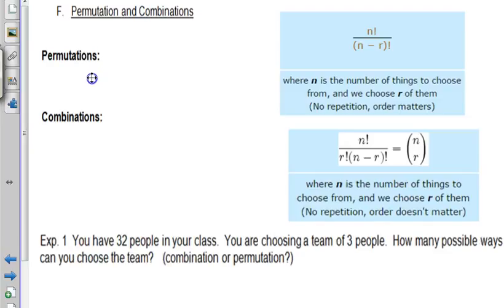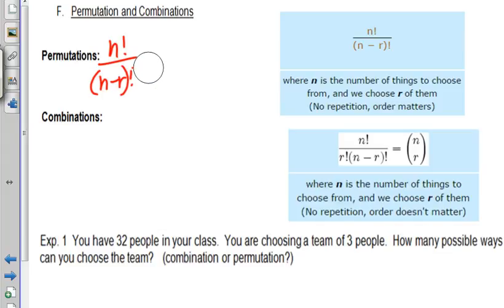Permutations. When n is the number of things you're choosing from, and r is the number of them you are choosing, and order matters, okay? You can't have repetitions, then it's a permutation. And this is the formula, which I am never going to make you use. Oh, factorial is on the outside.